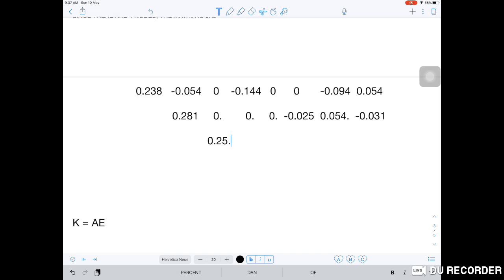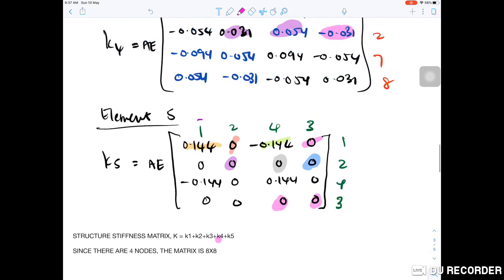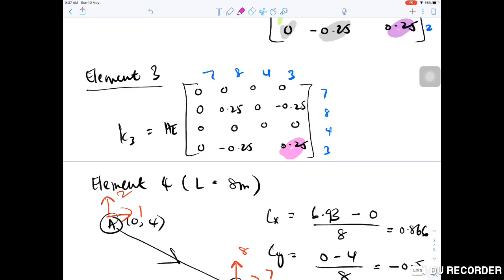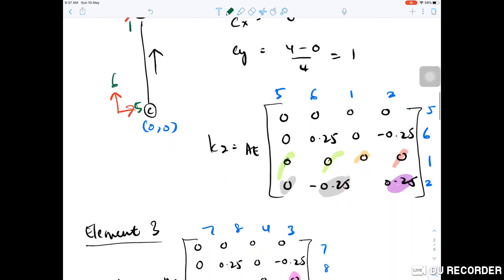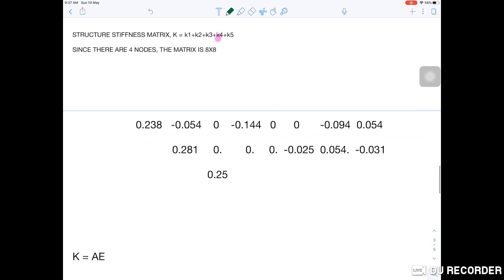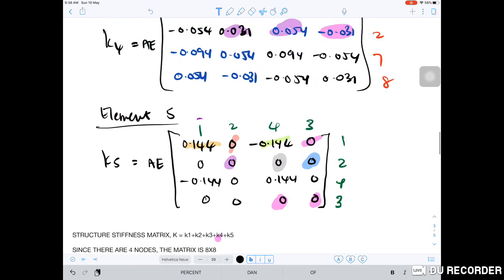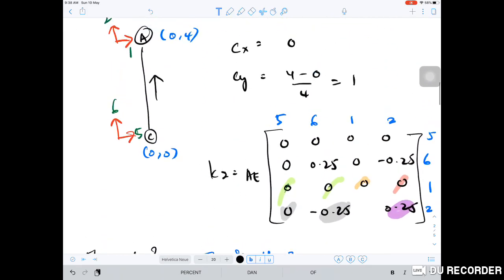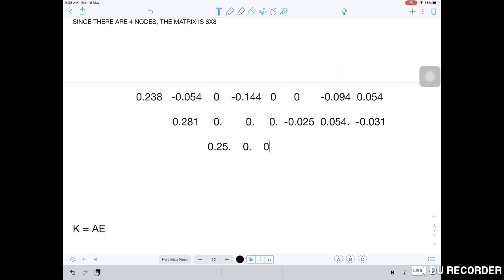Now 3 4. Here is 3 4, no 3 4. So it is 0. Then 3 5. No 3 5, so it is 0. So 3 5 is also 0.